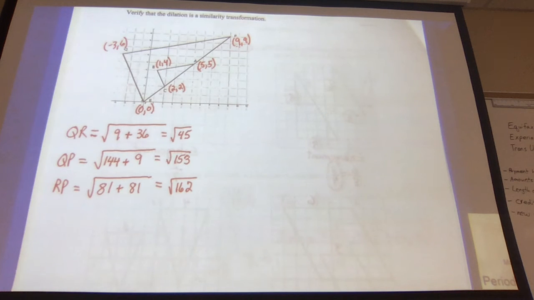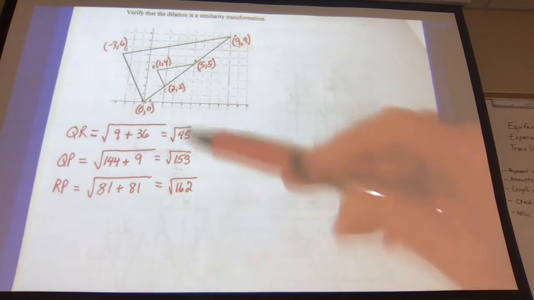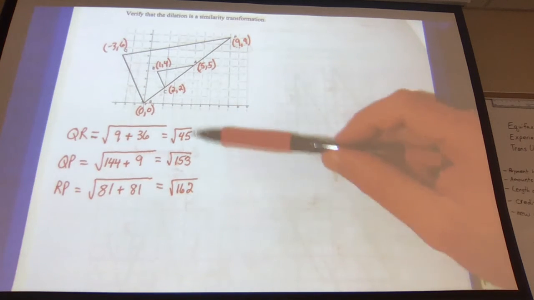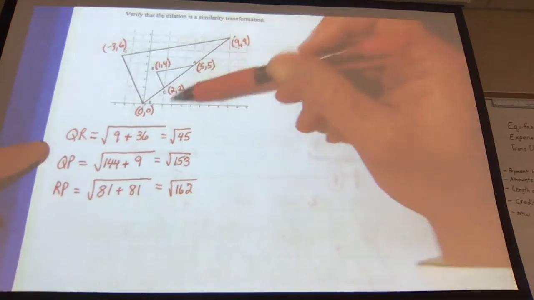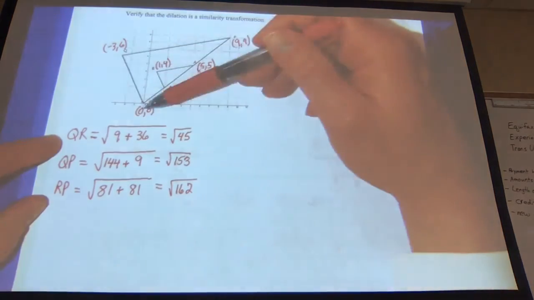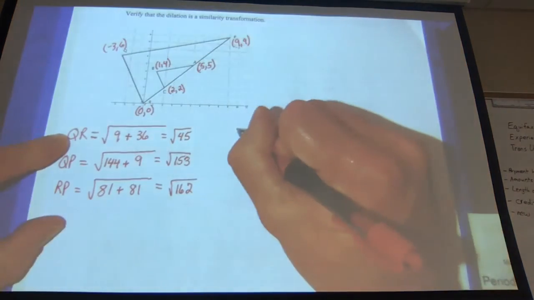Now I'm going to do the same thing for the smaller triangle. When I do the smaller triangle, should I get the exact same numbers I get here? Nope, we're going to get something smaller. So let's do that. We'll match up the sides as we do it. Here's QR on the left. That would match up with BC.